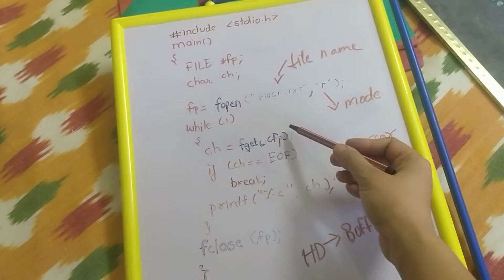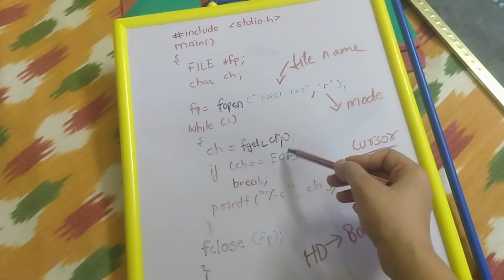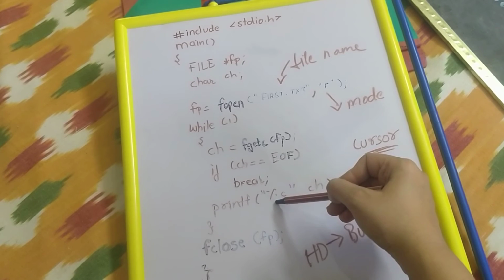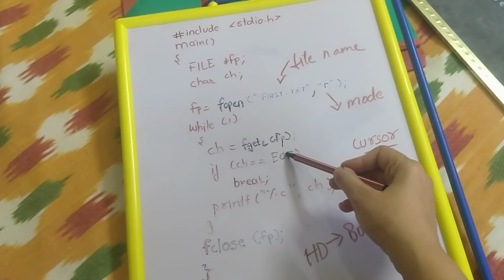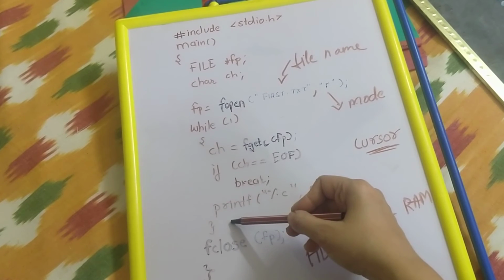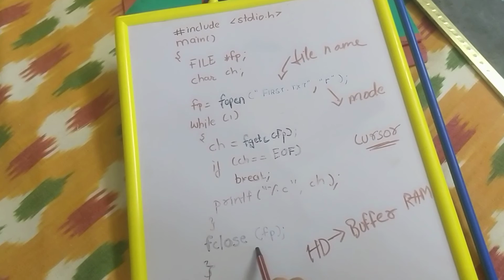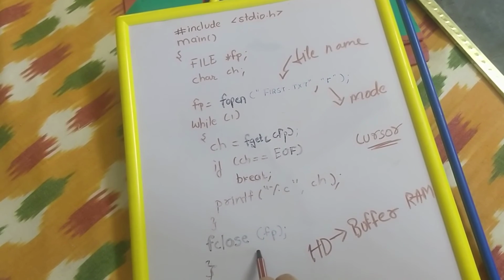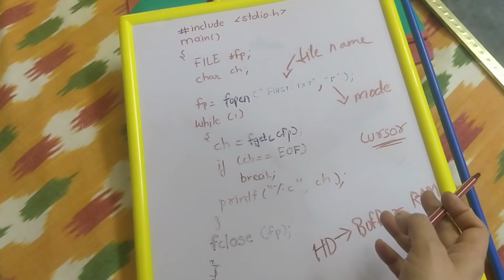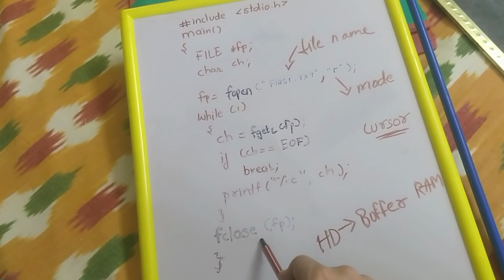Every time you call fgetc, you will be reading the next character. First time it is the first character, next time the second, then third, fourth, fifth, until you reach the end of the file. You read the character and print it. If the character that you have read is end of file, you break the loop. Once the task of reading and printing is over, you have to close the file. Closing the file will free that memory, and that buffer area can be used for other files or variables. So closing is very important.